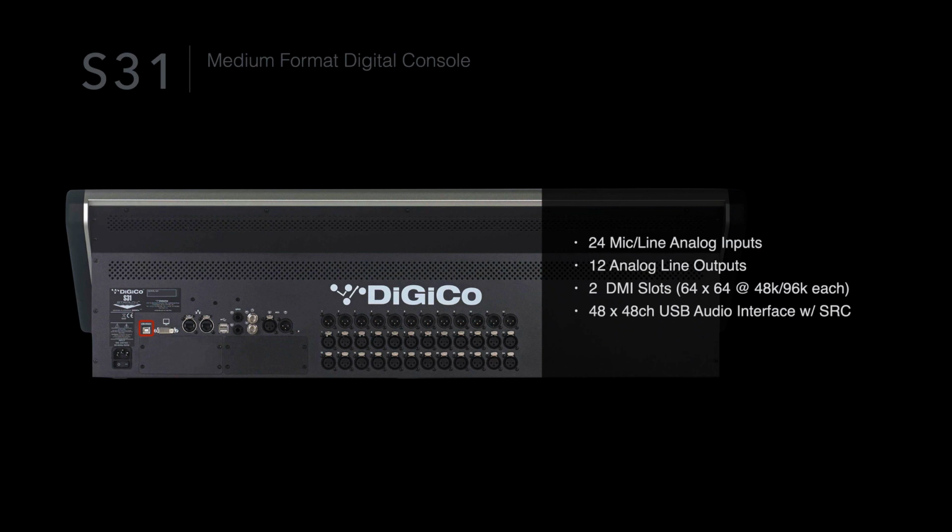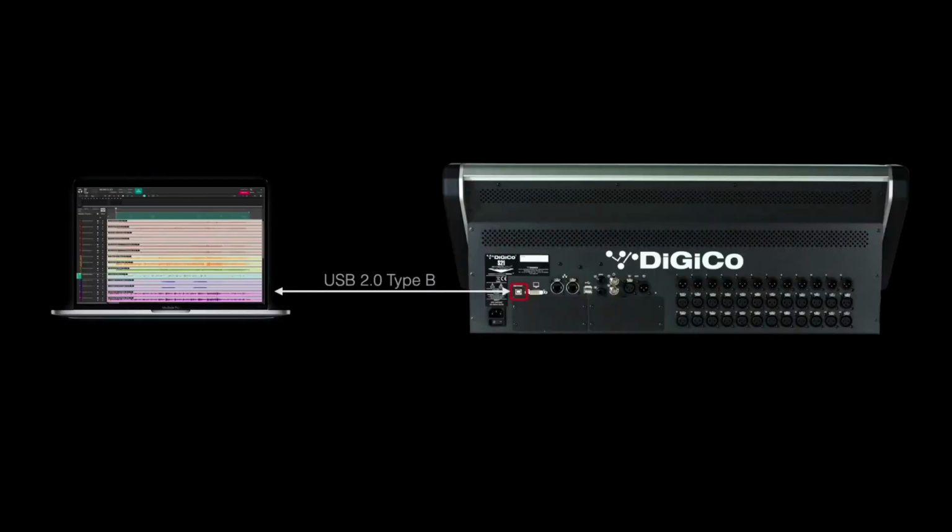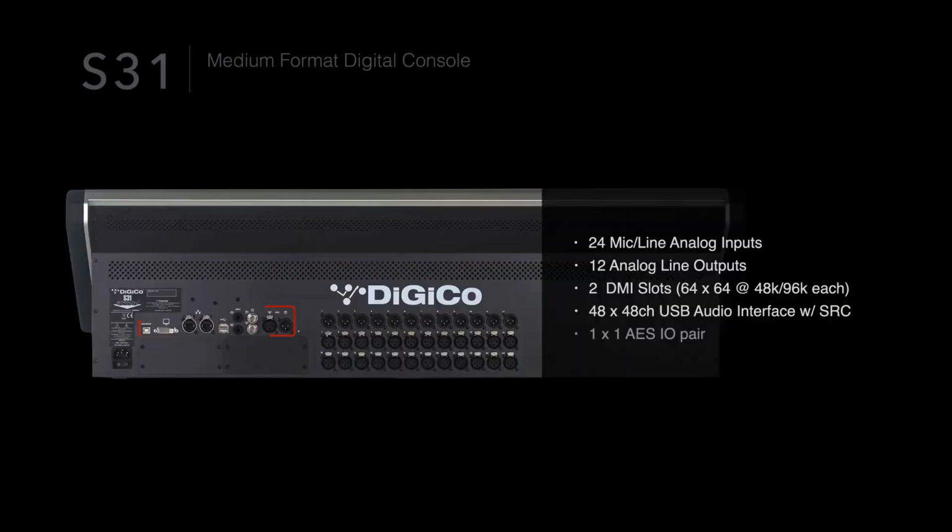That means we can connect a USB cable directly from our computer at front of house to our console, and we can multi-track record directly from this interface, up to 48 channels, and we can also play back up to 48 channels as well. Lastly, we have an AES pair of in and outs. That means we have 2 channels in and 2 channels out via AES right on board.